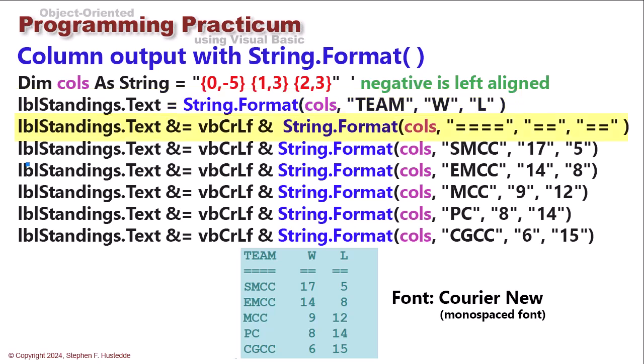And then I do another one in which I add a carriage return line feed, concatenating that to my LBL standings, and use equal signs to create an underscore of those headings. And then my 5 lines of the table, same thing, carriage return line feed, string.format, the formatting string of cols, the text, the number of wins, and the number of losses. And that builds my table we see down here at the bottom. Now again, the key here is we want to use a monospaced font, such as Courier New, so everything aligns nicely.